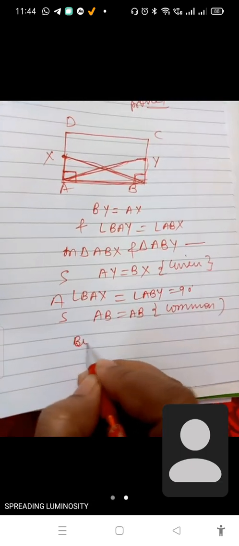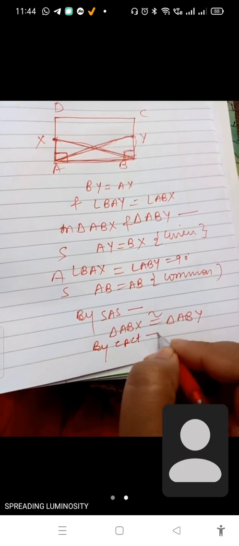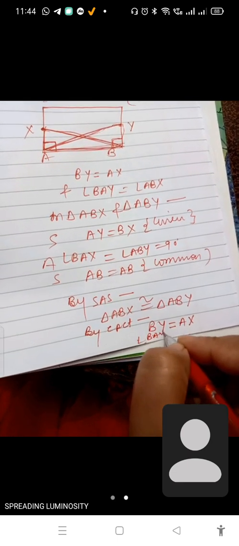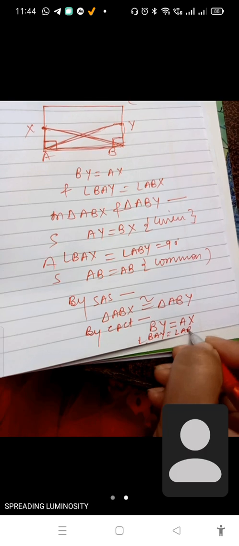So by SAS, triangle ABX is congruent to triangle ABY. So by CPCT, BY is equal to AX and angle BAY is equal to angle ABX. It is proved. Is there any confusion?